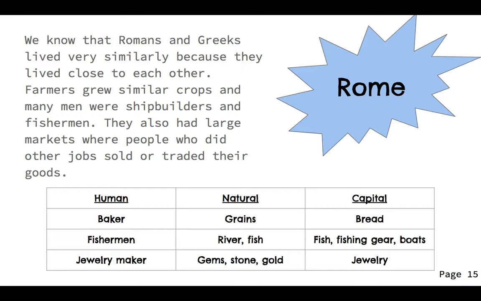There were a lot of bakers in Rome at the marketplace. They would bake in their bakeries, and they would take it to trade or sell at the marketplace. You can pause it. I'm going to move on to Mali.